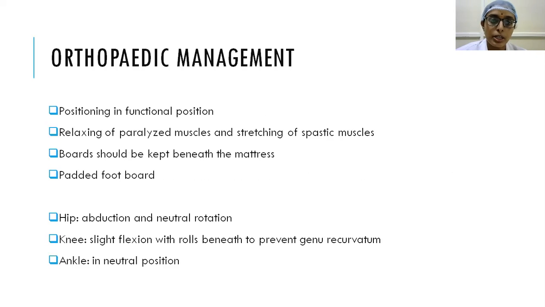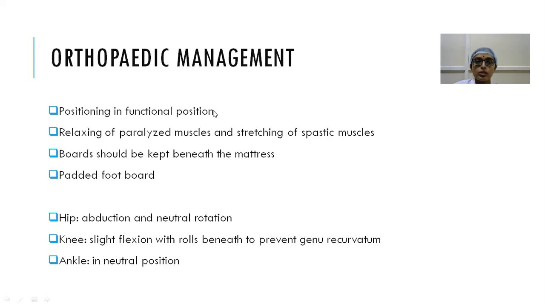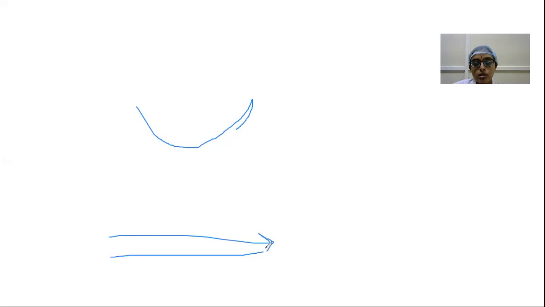So coming to the orthopedic management, as I told earlier, positioning in the functional position, then relaxing of the paralyzed muscle and stretching of the spastic muscles should be done. And a board should be kept beneath the mattress to prevent the slouching position. So to be more clear, suppose no board is kept under the mattress, the patient may bend like that at the back. Suppose a firm board is present, the patient will sleep without any slouched position. I hope I am clear about the slouched position.